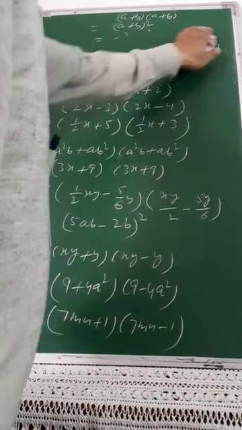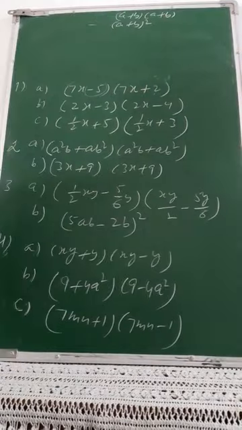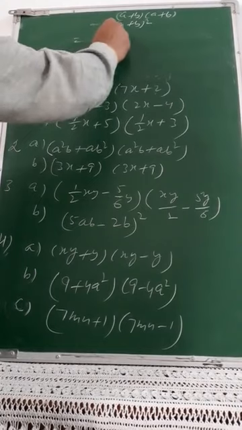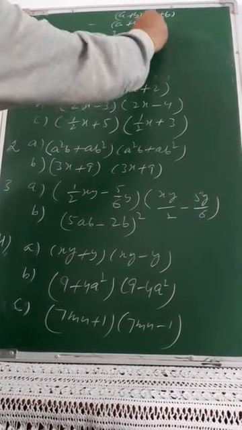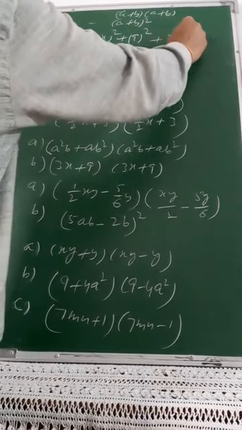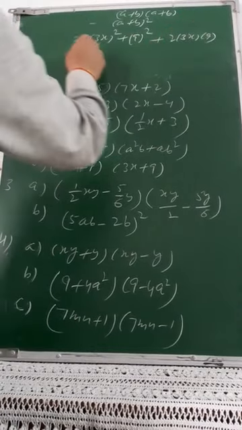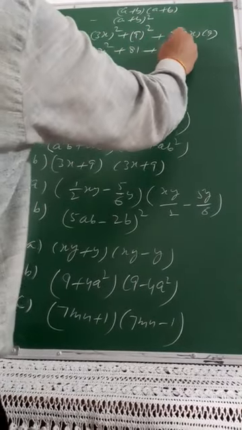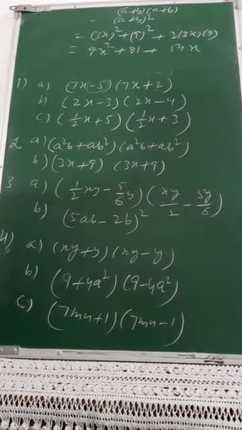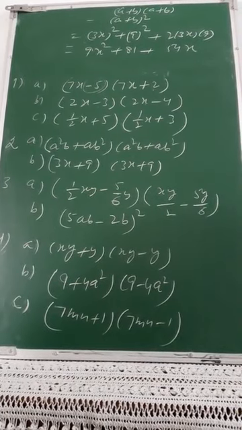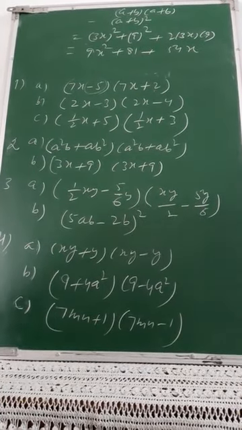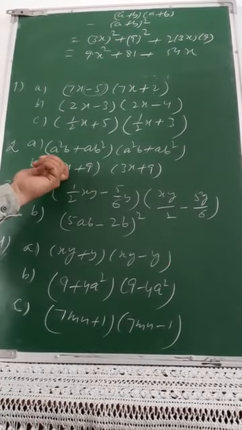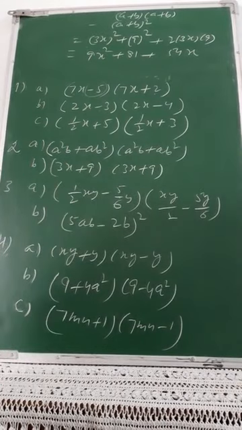Now go to the second part of this. Again based upon the same identity, you can see (3x plus 9) into (3x plus 9). So A is 3x, B is 9, A square plus B square plus 2AB. So this is 9x square, this is 81, 2 3s are 6, 9s are 54x. Here you leave your answer: 9x square plus 81 plus 54x. A plus B into A plus B, A square plus B square plus 2AB. A is 3x and B is 9, that you need to replace there.